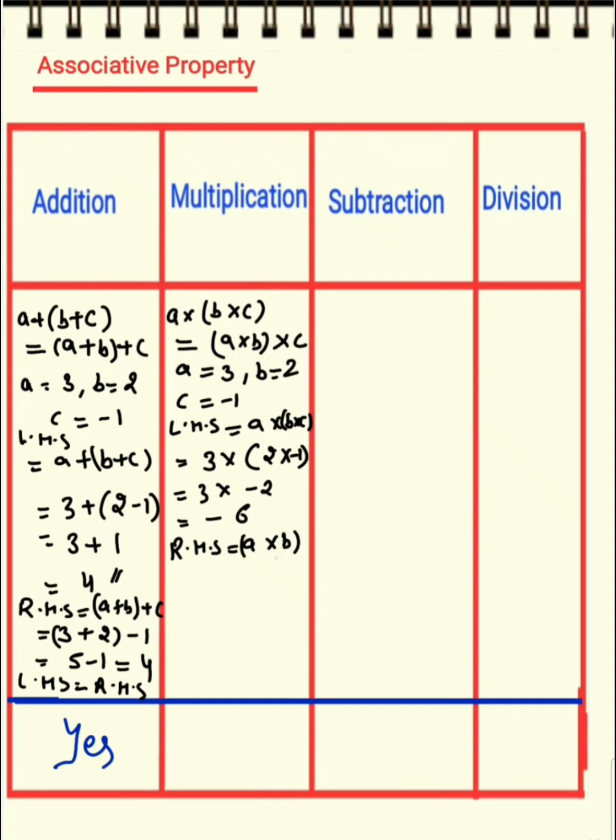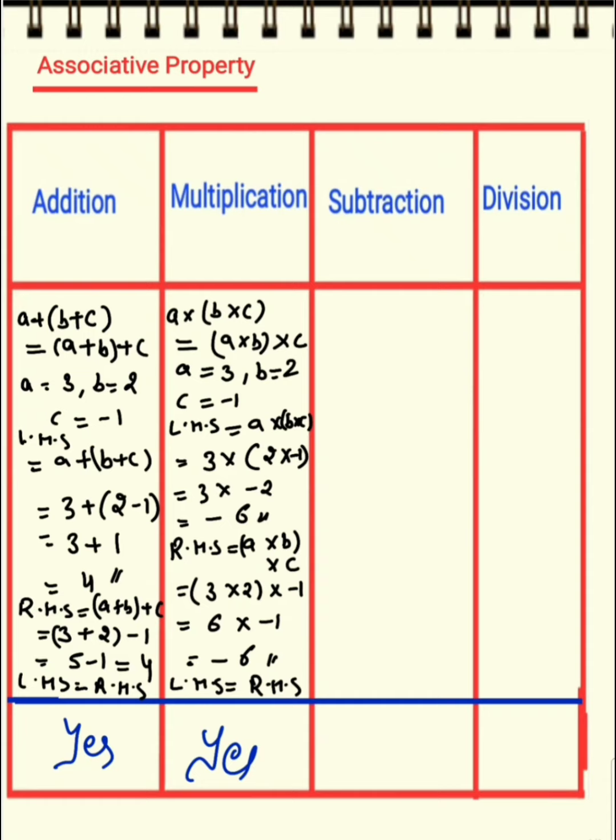So let's take right hand side, and our right hand side is a multiplied by b. First we have to multiply this and then after that we'll multiply with c. So a is 3, b is 2 multiply by negative 1. This is equal to 6 multiplied by negative 1. So what result will come? Negative 6. This and this are equal, means left hand side is equal to right hand side. So we can say that integers are associative under multiplication. So we can write here, yes, they are associative under multiplication.